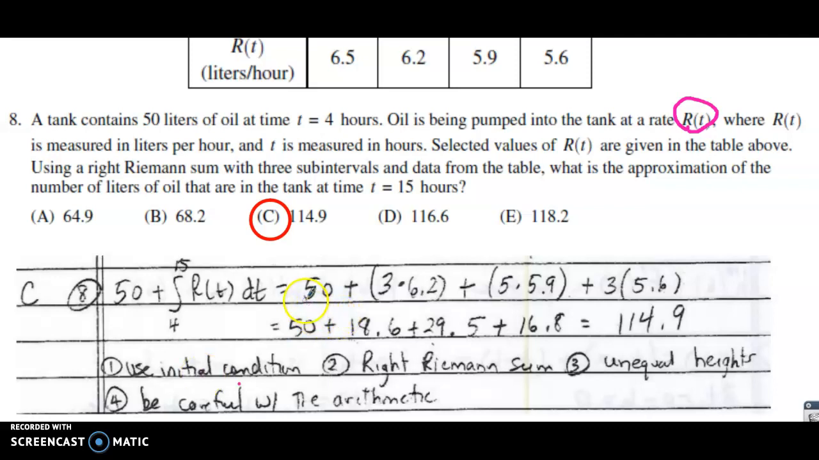So when you do that Riemann sum, you've got to remember there was an initial condition of 50. That would be an easy thing to forget, and I'm sure that the answer without the 50 is there. So then you're going to have the Riemann sum: first rectangle, second rectangle, third rectangle. So again, you're going to do the arithmetic and find your answer for that one.